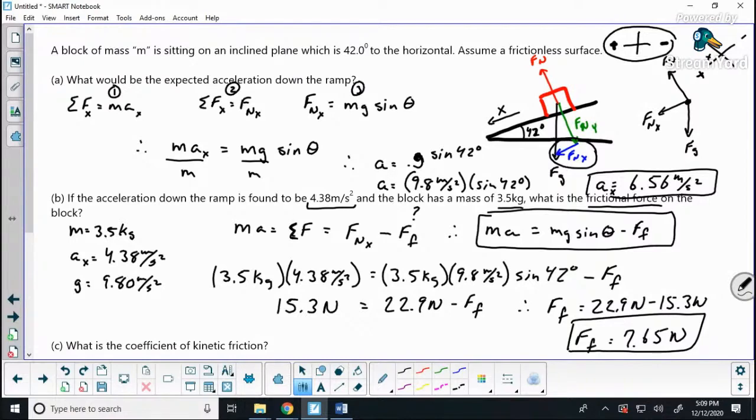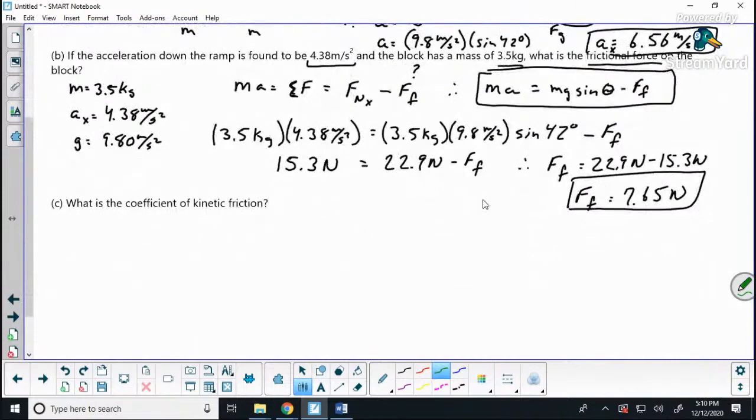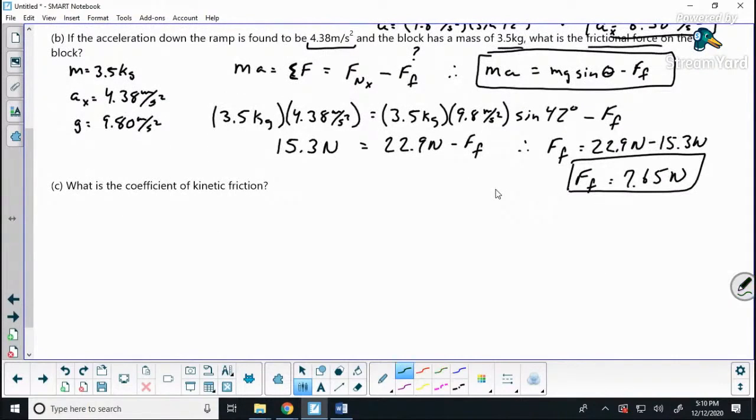So it turns out that while this force normal was 22.9 newtons, force of friction was acting backwards or in the opposite direction at 7.65 newtons, therefore giving you a net force of 15.3, which is what gives us the actual acceleration of 4.38 when you're thinking about that in reverse. So now it asks, what is the coefficient of friction?